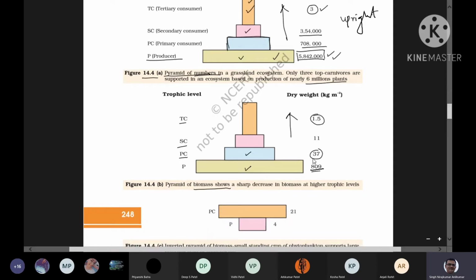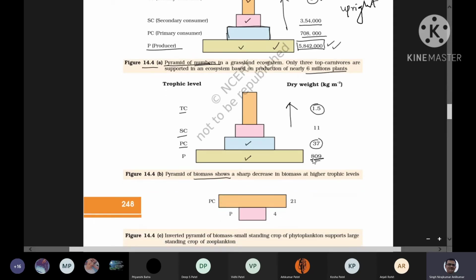We get an upright pyramid here. But if you look at some other ecosystem, like the pond ecosystem, and sketch the pyramid of biomass, keep in mind this is also a pyramid of biomass, but of another ecosystem. If you calculate the biomass of the producers, the phytoplankton, it would be 4 kg per meter square, less than that of the primary consumers. The primary consumers here are the zooplankton, and the zooplankton's biomass is more than that of the producers.